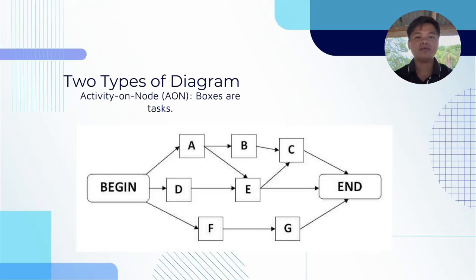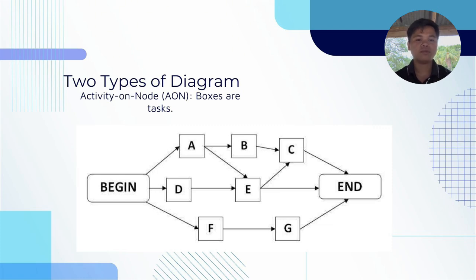Good day everyone. Today we're going to talk about the activity on node diagram, or AON. So what is AON? AON is a project management tool used to represent the sequence and dependencies of activities within a project. In this diagram, each task or activity is represented by a node, typically a box, and arrows between these nodes indicate the order in which the activities must be performed. The arrows reflect dependencies, showing which tasks must be completed before others can begin.